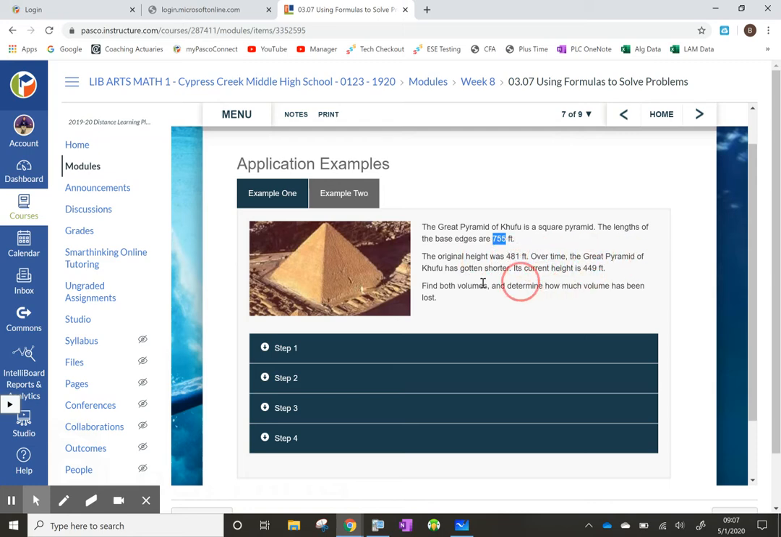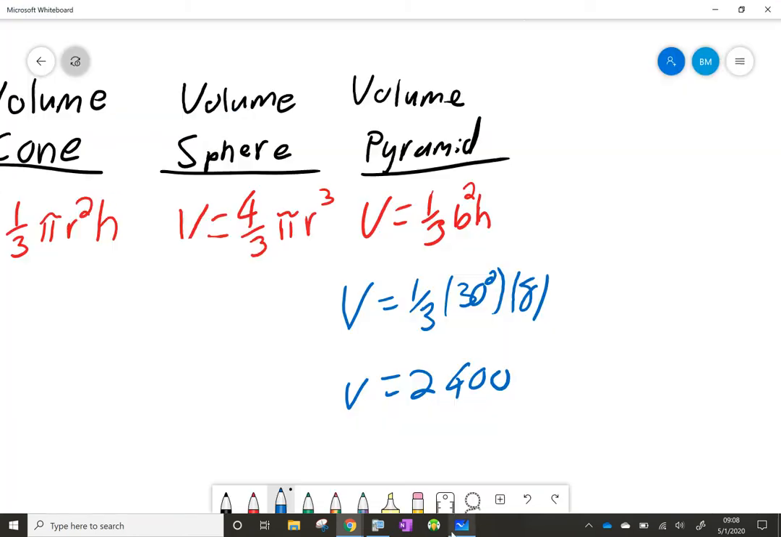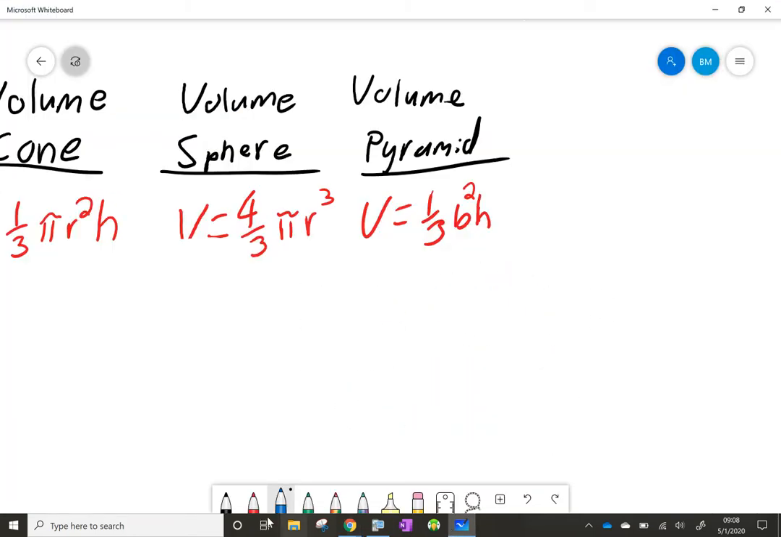Over time, the Pyramid of Khufu has gotten shorter. The current height is 449. Find both volumes and determine how much volume has been lost. Okay, so we're going to have to do the volume formula twice. The base was 755. So let's go to our volume of a pyramid formula.